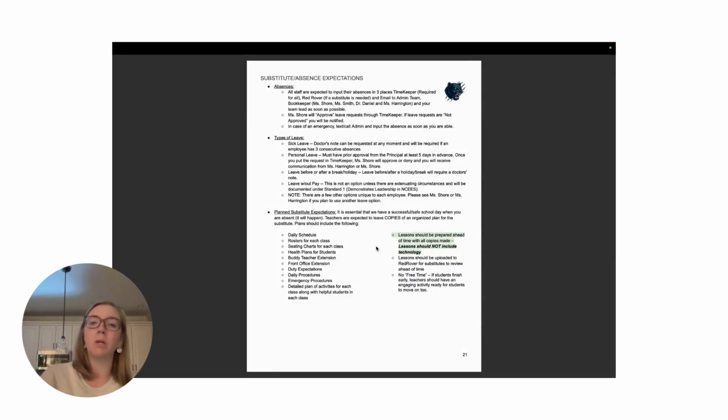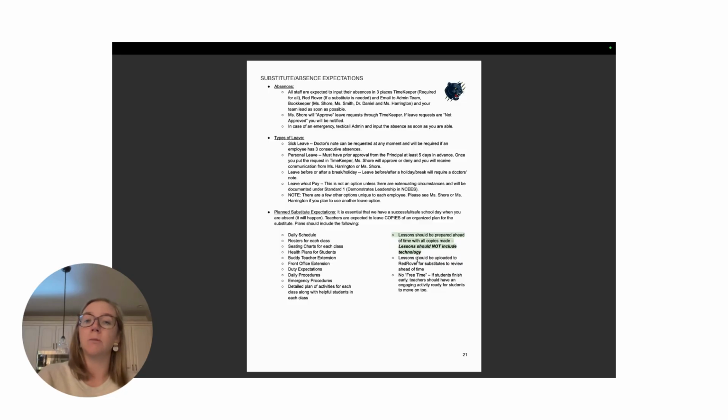So in your sub plans, please make sure, if you're going to be out, that you have an organized setup for your substitute. Please include your schedule, your personal daily schedule for the sub to follow. Make sure you have a roster for each of your classes, a seating chart for your classes, and make sure you include health plans, not necessarily everything about the kid, but make sure that the teacher knows if a student is diabetic and may have to go to the nurse. So that's a safety responsibility. We want to make sure that person knows.